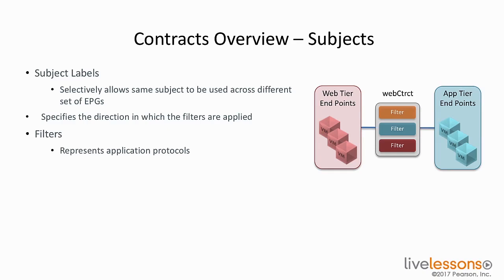The filters underneath the subject represent which ports or which application protocols the groups are allowed to talk on. So I might have a contract that says web to application communication. Underneath that contract, I'll have a subject that says application ports. And underneath that subject, I'll have different filters that open up the ports that I want these groups of devices to be able to talk underneath.